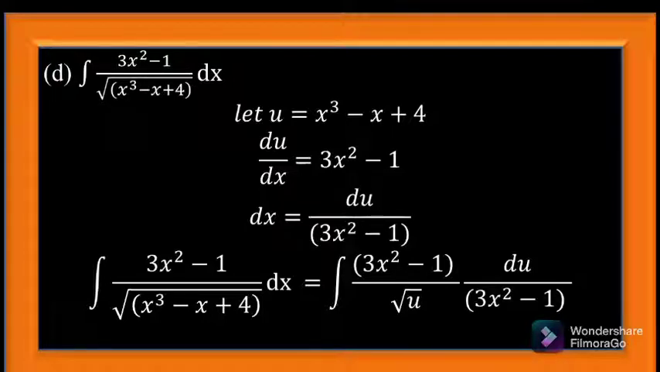Again, the good news here is that this 3x squared minus 1 can now cancel out with that. So we remain with only du here. Then we have 1 over u, I mean 1 over square root of u, which can now easily be integrated. So we shall have the integral of 1 over square root of u with respect to u.